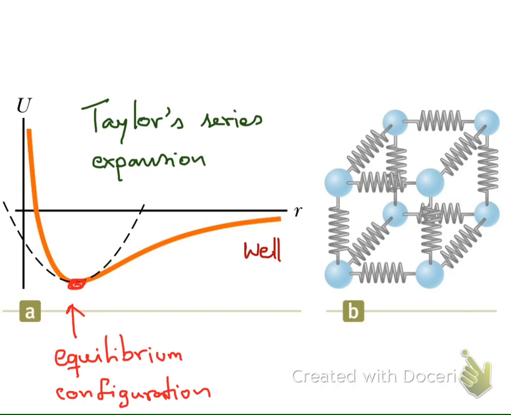But the point is that using the Taylor series expansion, we can show that close to the equilibrium configuration, it means that around this area, the orange curve here can be approximated as the dash curve, only around the equilibrium configuration. You can see that the dash curve is almost identical to the orange curve, and this dash curve is the parabola, which is the characteristic of the simple harmonic motion.